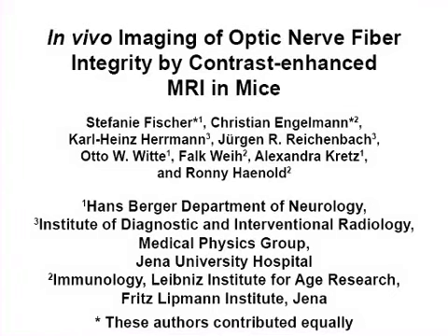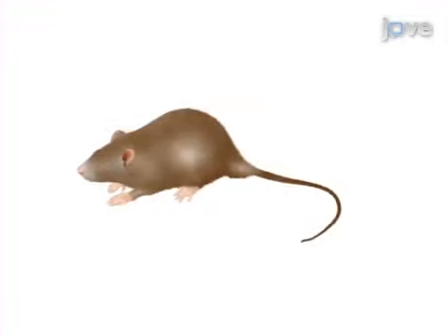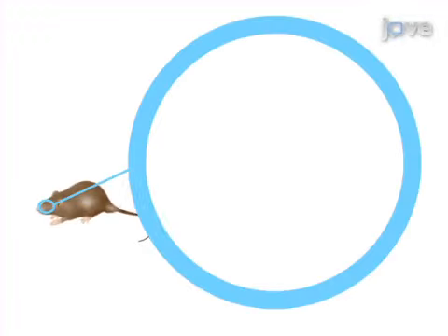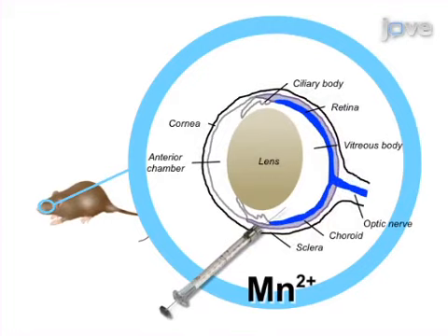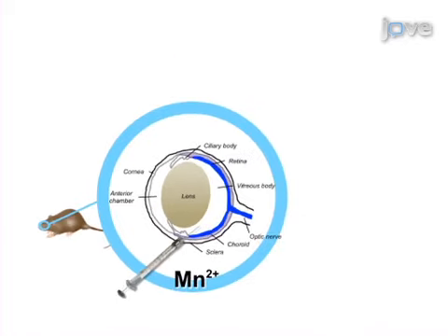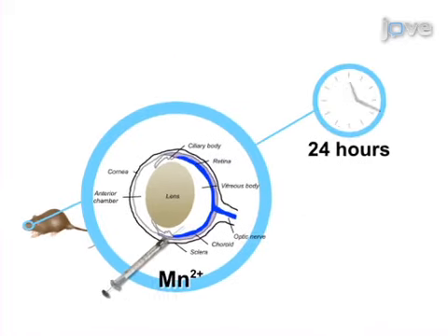The overall goal of this procedure is to monitor structural and functional alterations along the visual pathway in mice in vivo. This is accomplished first with an intravitreal injection of paramagnetic manganese ions, which serve intracellularly as MR-sensitive tracers and are applied as manganese chloride solution 24 hours before the scan.